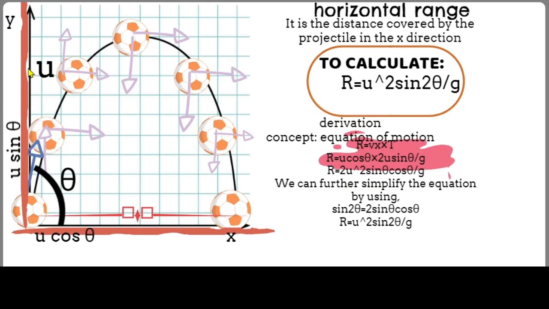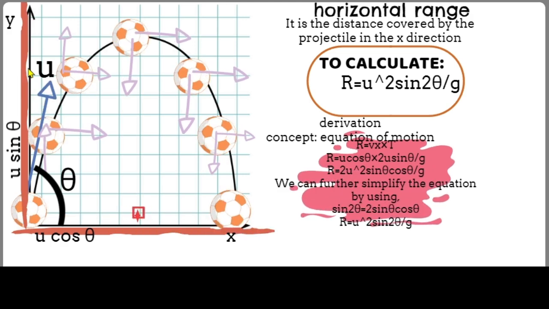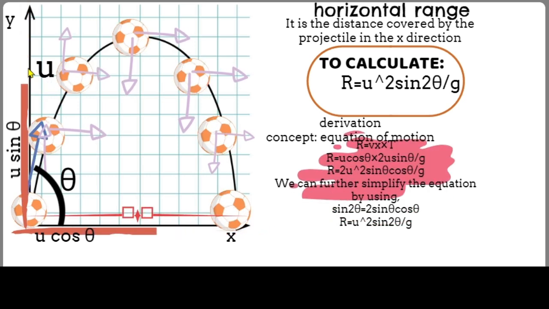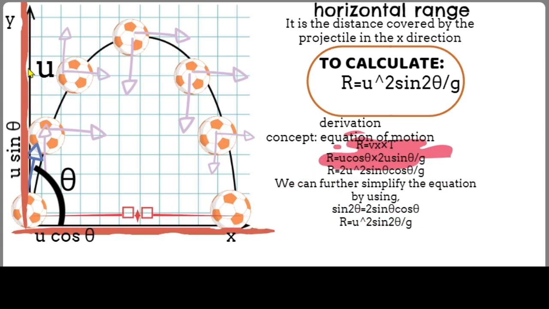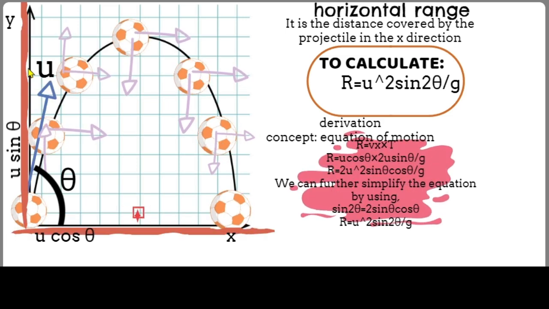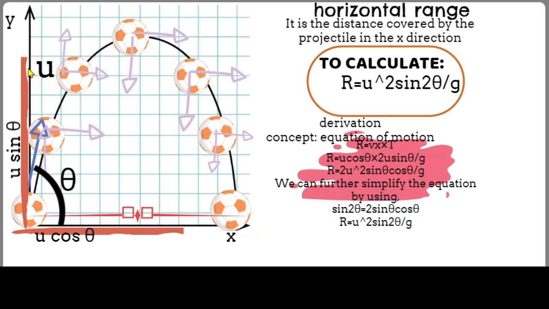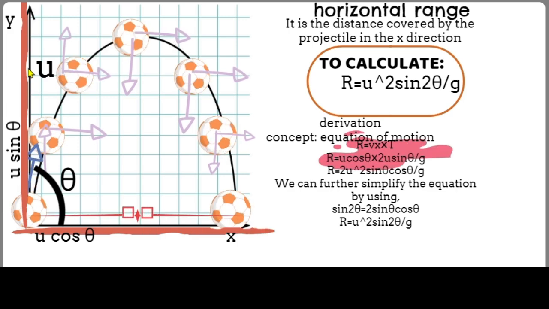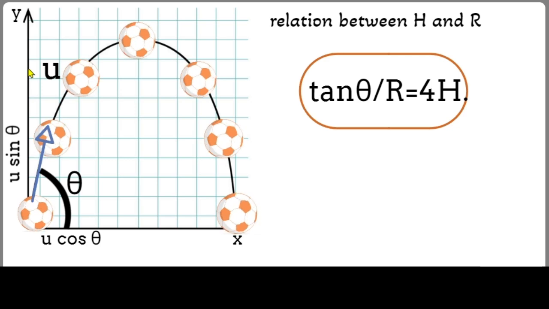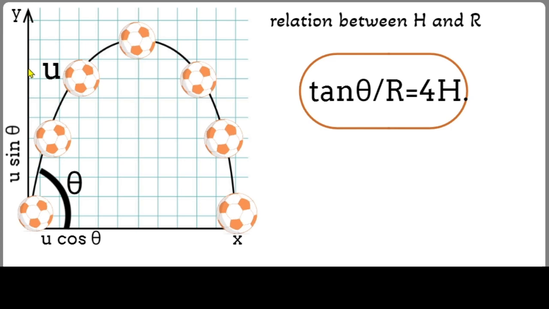Horizontal range is actually the distance covered by the projectile in the x direction. We can calculate horizontal range by multiplying the velocity in the x direction by time, which is u cos theta into 2u sin theta by g, where we are getting u square sin 2 theta by g. The relation between the maximum height and the range is tan theta equals 4h by r.